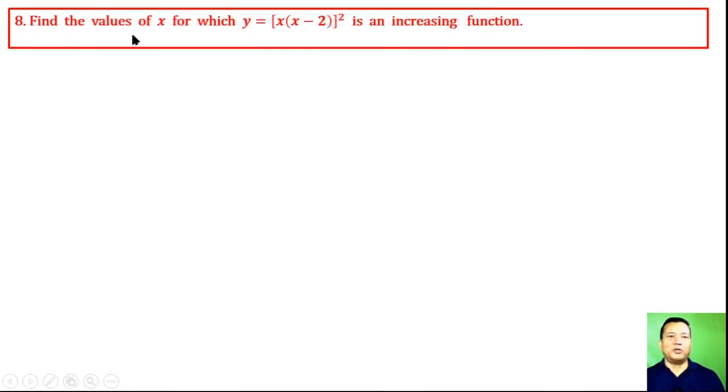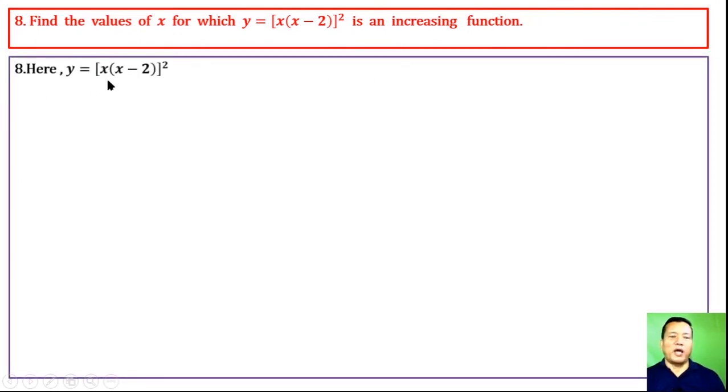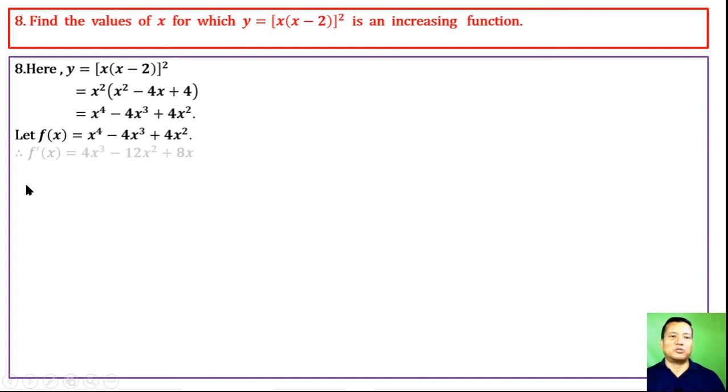Find the values of x for which this is an increasing function. Here y equal to x times x minus 2 whole square, and expanding, squaring, we get this, and expanding we get a polynomial in x. Let f of x denote this function whose derivative is 4x cubed minus 12x squared plus 8x. And factorizing, taking out firstly the common factor x, and factorizing the quadratic factor, we get this.